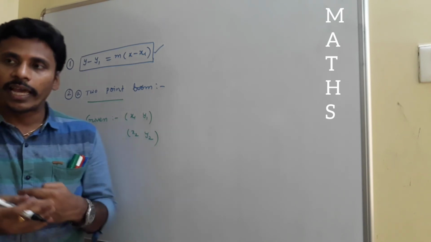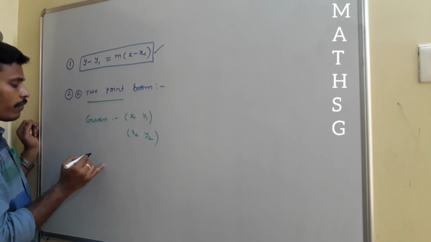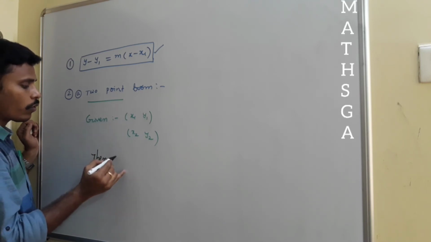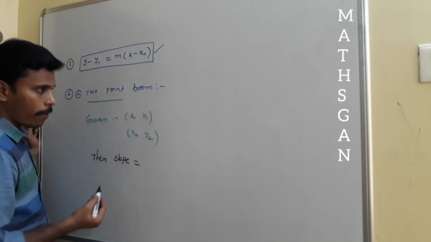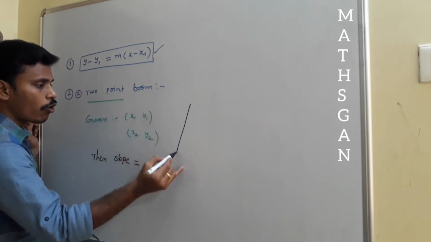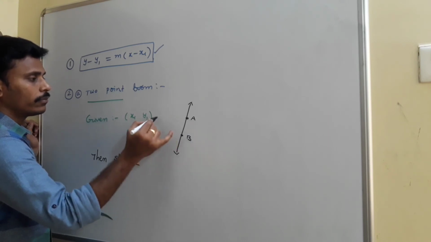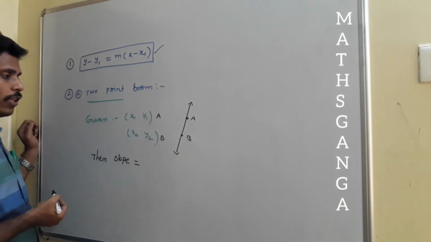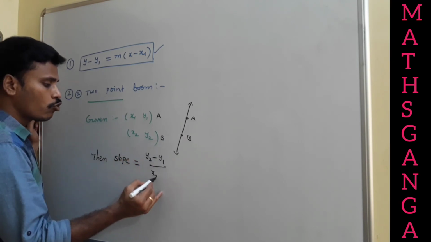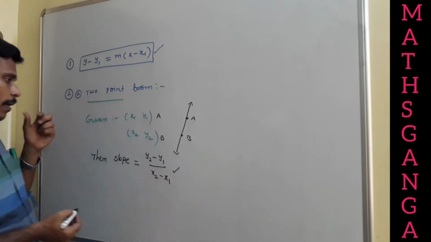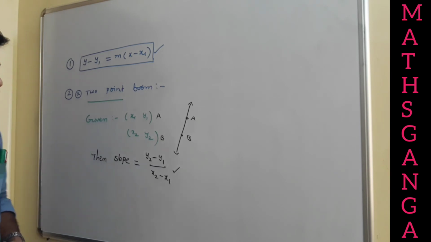To find the equation, again we need to get the benefit of the slope point form. To get the benefit of that slope point form, first of all you need to find the slope of the line. In the two point form, to find the equation of the straight line, if two points a and b are given, then we need to find the slope. That slope is given by the rule y2 minus y1 by x2 minus x1. This is just the slope. A is x1 y1, b is x2 y2, and the slope of the line is y2 minus y1 by x2 minus x1.